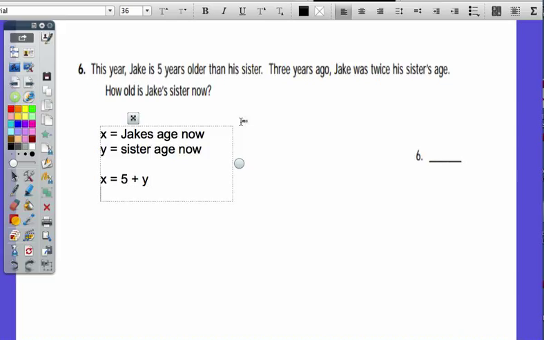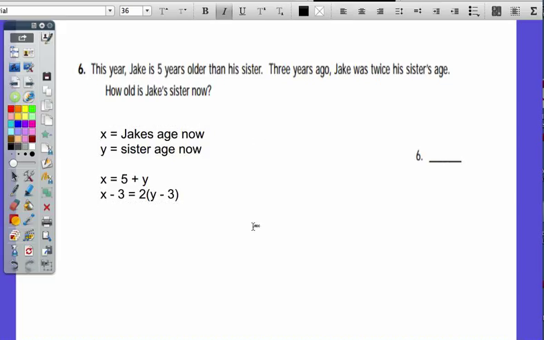Okay. 3 years ago. Now, if Jake is x, 3 years ago his age is x minus 3. Three years ago, Jake was twice, and twice means 2 times, his sister's age. But his sister's age 3 years ago. So how do I write Jake's sister's age 3 years ago? Well, if his sister's age is y, then it's going to be y minus 3.